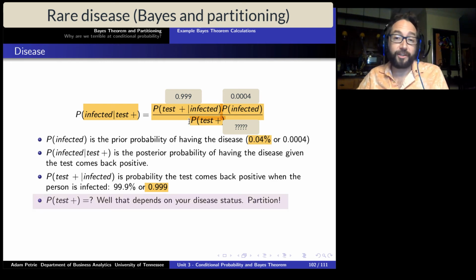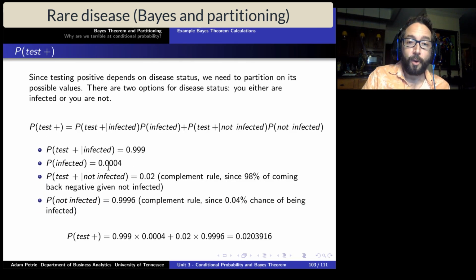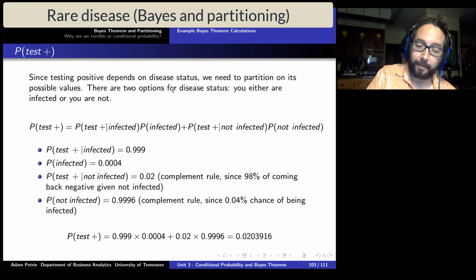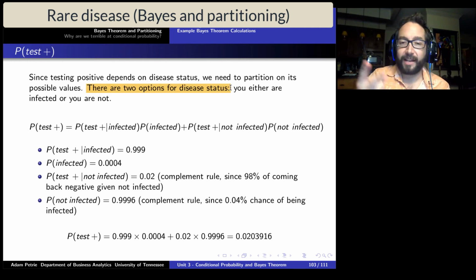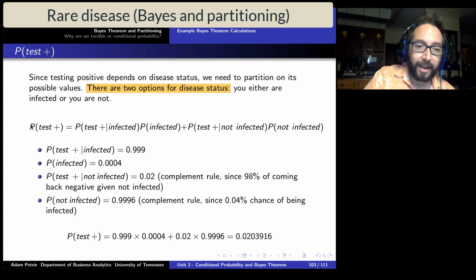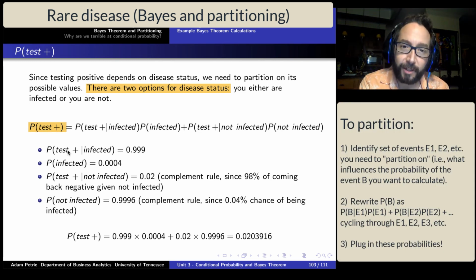What is the probability, just in general, that the test comes back positive? Well, in this case, our partition is going to be our disease status. That's what influences the results of that test, if it coming back positive or negative here. And so since there's only two options for the disease status, our partition only has two elements in it. We have it or we don't. So let's go ahead and partition in order to get the probability that the test would come back positive. How do we do this?